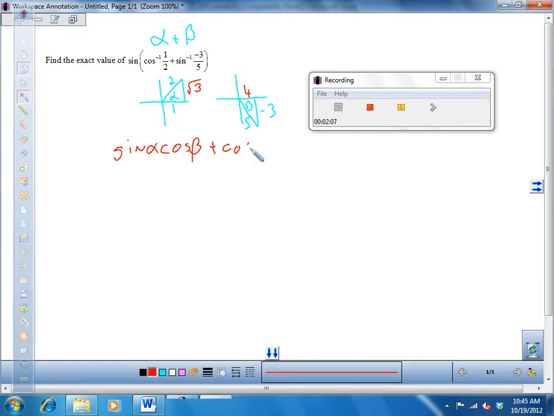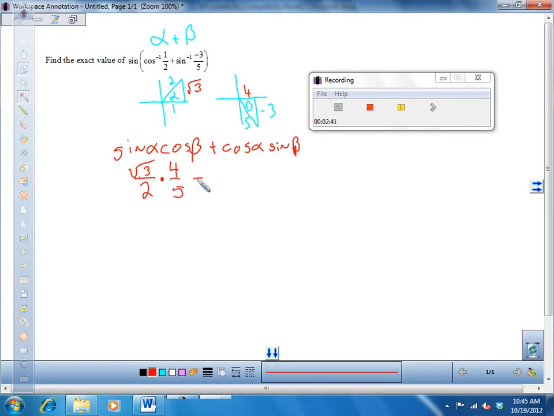Okay, so now using the sine alpha plus beta formula, which is sine alpha cosine beta plus cosine alpha sine beta, you just plug in the numbers from the picture. So sine of alpha is, if this is the alpha angle and this is the beta angle, root of 3/2. That would be a 60-degree angle. Doesn't matter though, because you just want the sine of that angle. Cosine of beta would be 4/5.